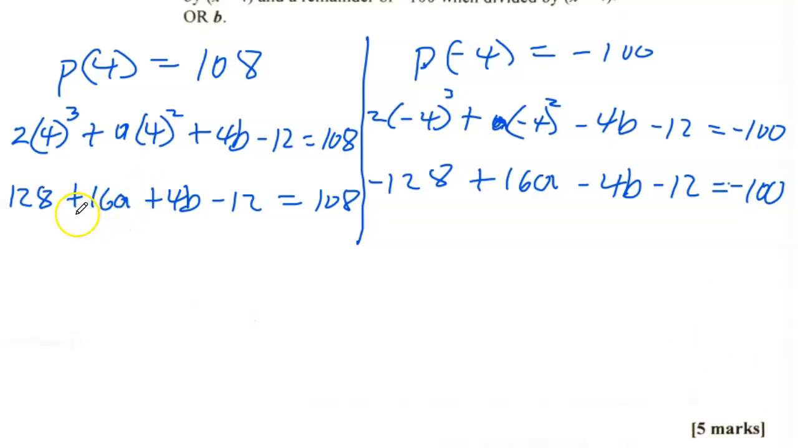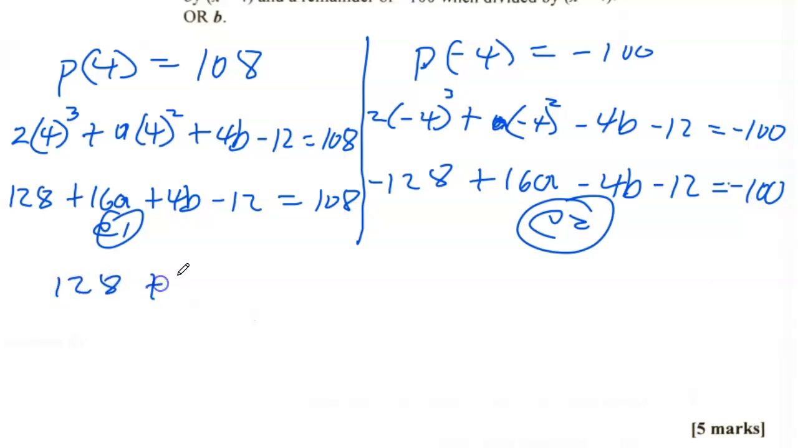So the first one here, I must rewrite this. Let me call this equation 1. Let me call this equation 2. Alright? So equation 1, let me just restate it: 128 plus 16a plus 4b minus 12 equal to 108.